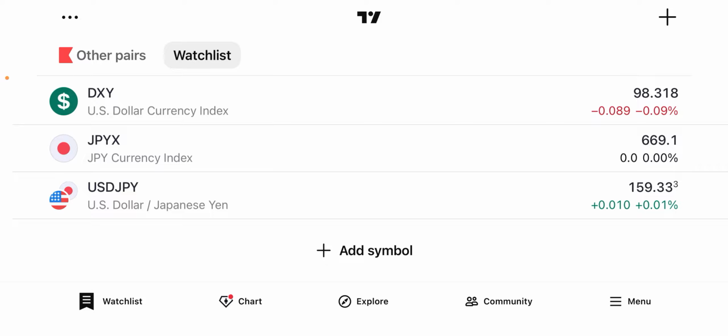I just use the dollar index and the yen index as additional confluence, but I don't really pay much attention there. USDJPY is strictly USDJPY. So let's get into it. Let's see what's going on.